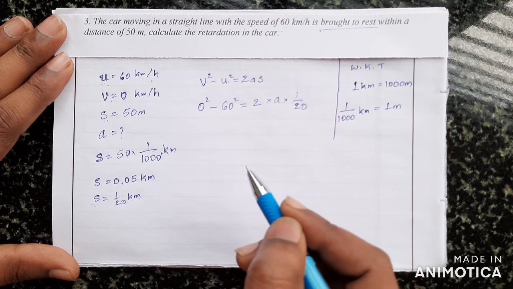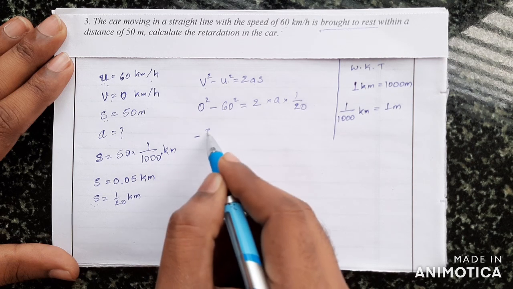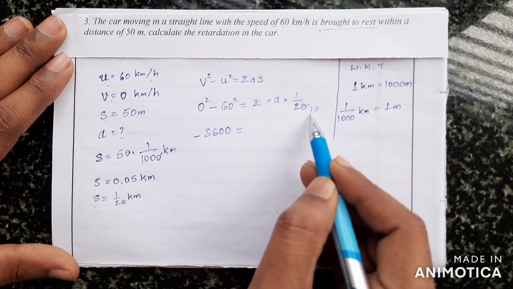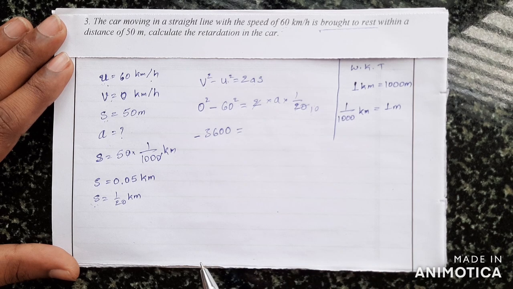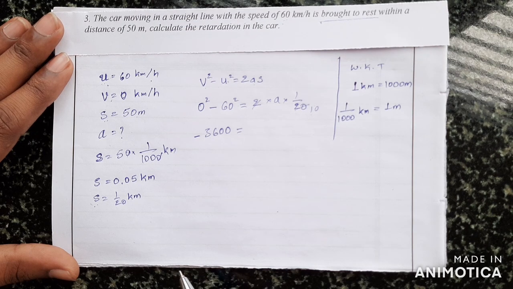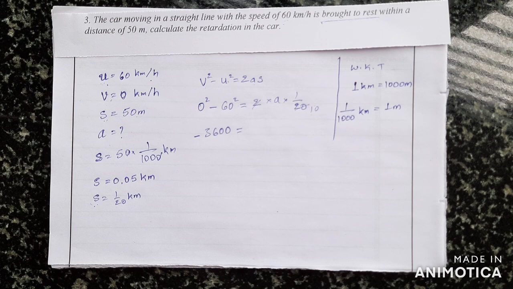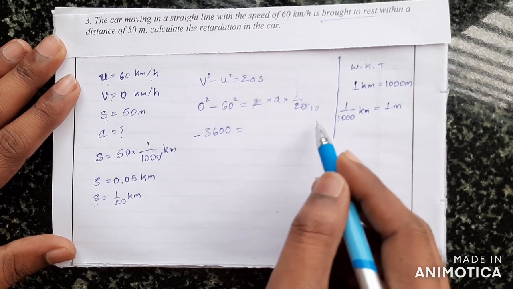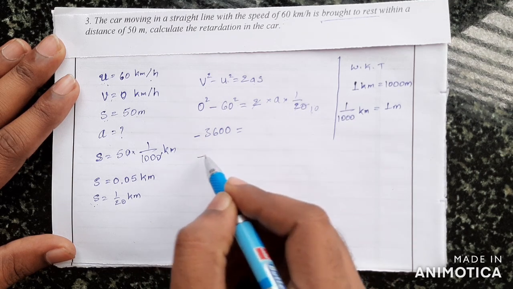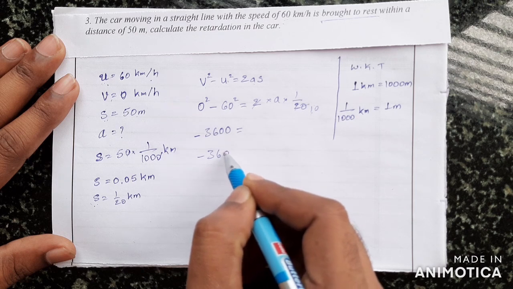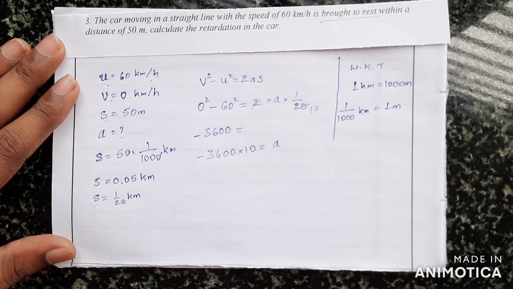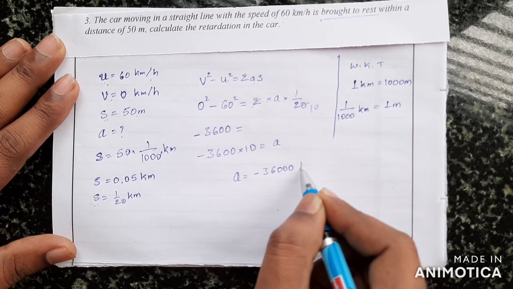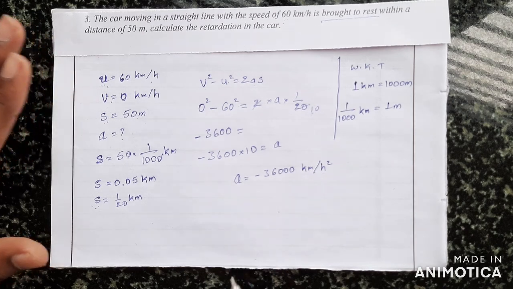So now 0 squared is 0, I will neglect it, minus 60 squared is 3600, which is equal to 2 ones are 2, tens are here, and I can send 10 to the other side, and hence I get the value of A is equal to, when 10 comes to the LHS, it becomes minus 3600 into 10 is equal to A. So A is equal to minus 36,000 kilometer per hour square because it is acceleration.